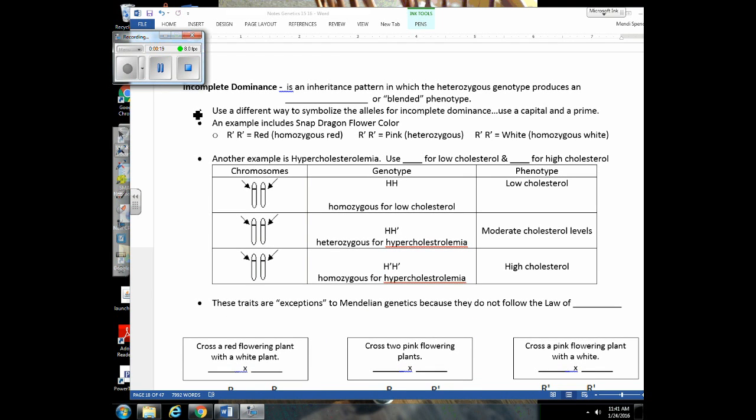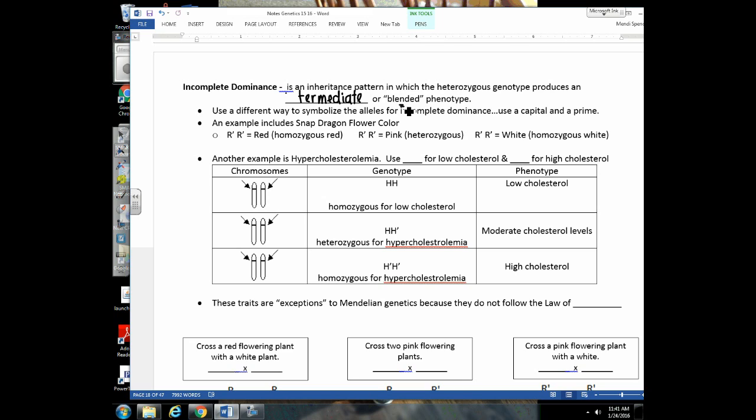On the rest of these pages, we're going to talk about these exceptions to Mendelian genetics. So the first one is when traits show incomplete dominance. So this is an inheritance pattern where that heterozygous individual produces an intermediate or a middle of the two alleles for a certain trait. Sometimes this is called a blended phenotype.